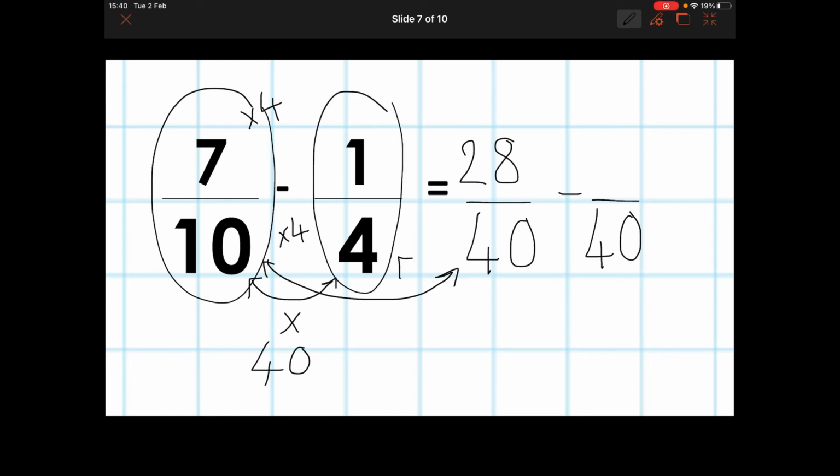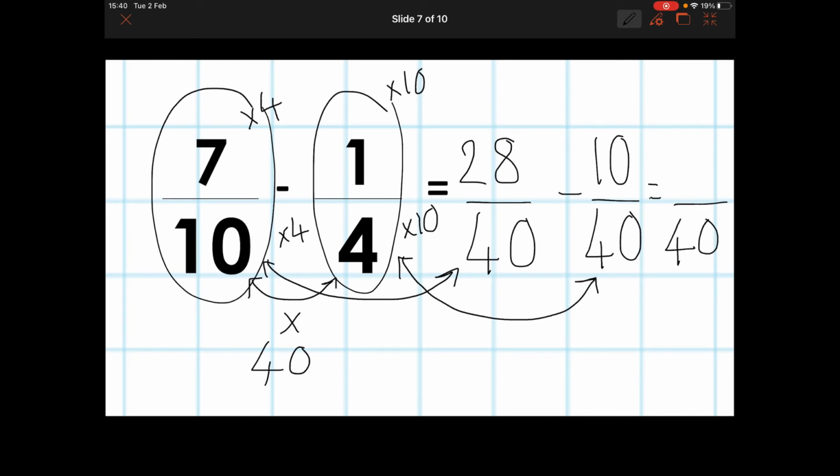What did I do to 4 to get to 40? I timesed it by 10. So I must times the top by 10. 1 times 10 is 10. Now to subtract the two of these, I leave 40 as a denominator. And I'm going to do 28 subtract 10. Well, that's nice and easy. I know that's 18. Now again, for those of you that are increasing in confidence of simplifying fractions, 18/40.